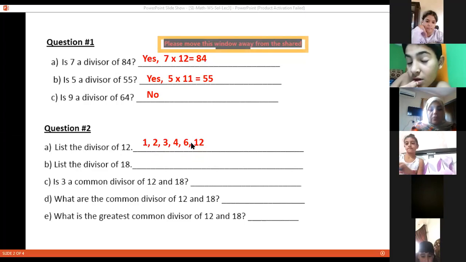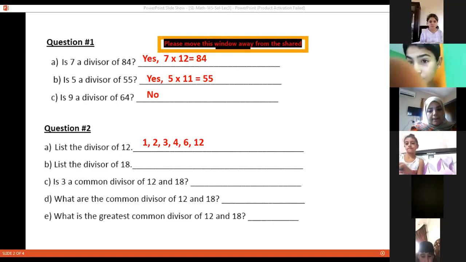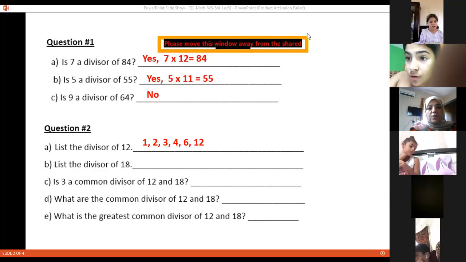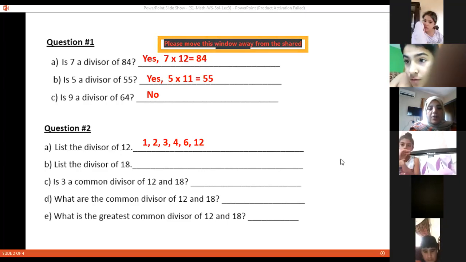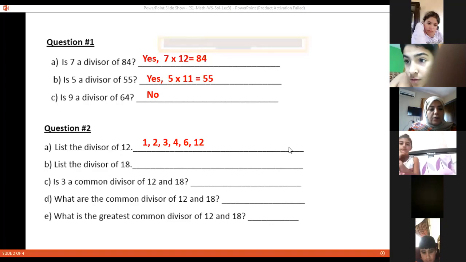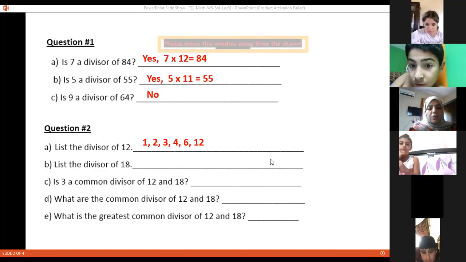Now we continue. Is there a number you multiplied by 3 to get 12? It's 3 times 4, so we put them beside each other. Okay, so that's how we do them. We put them from the smallest number to the biggest number. So the divisors of 12 are 1, 2, 3, 4, 6, and 12.